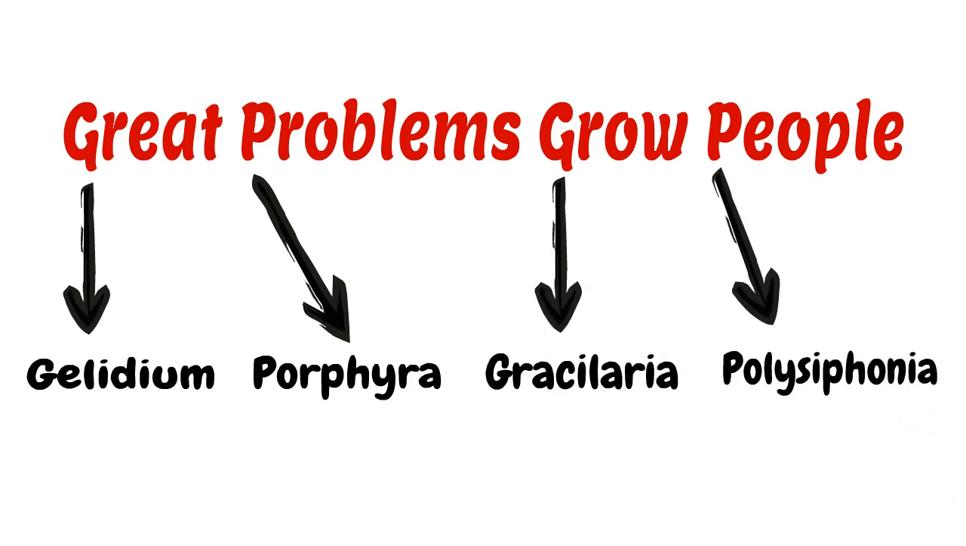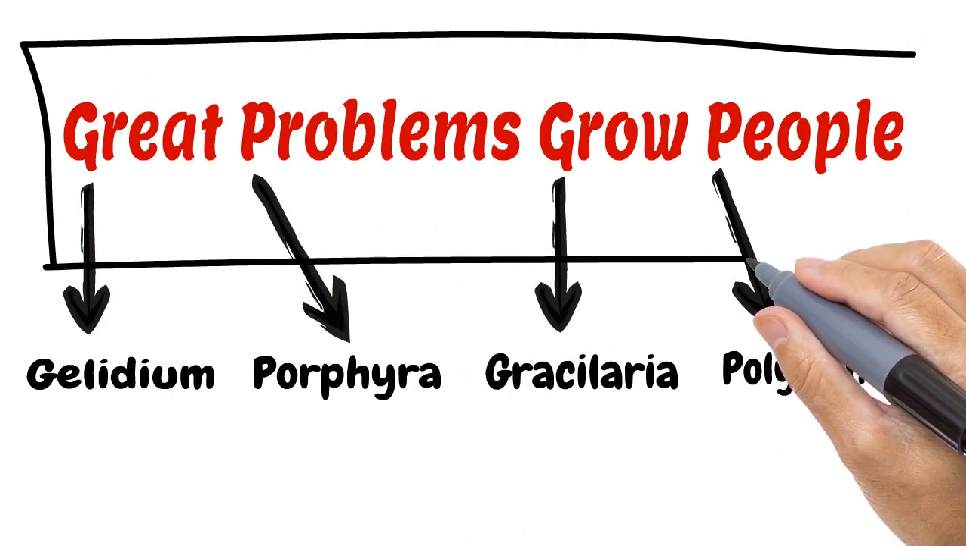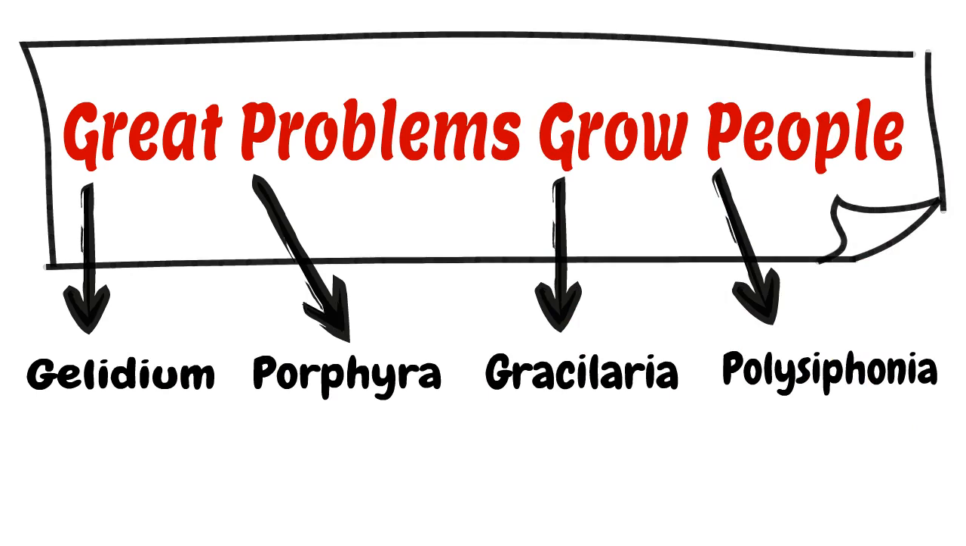So these were some of the most important examples of red algae or Rhodophyceae, and I hope that you can easily remember all the examples of red algae by a simple sentence, that is "great problems grow people."